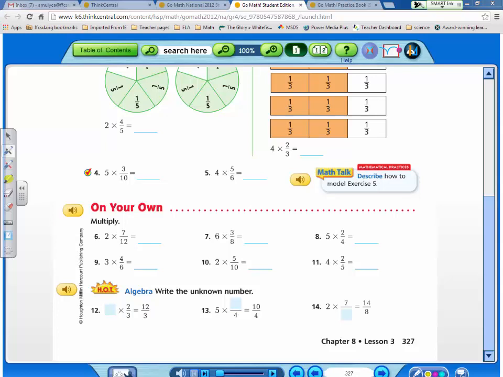Welcome to Go Math Lesson 8.3. Today we are using models to multiply whole numbers times fractions.